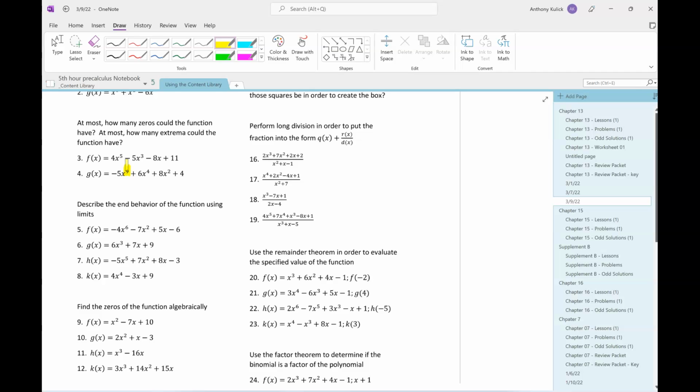Keep in mind that when we say at most 9, that means there could be 9, 8, 7, 6, 5, 4, 3, 2, or 1, or 0 zeros, and 8, 7, 6, 5, 4, 3, 2, 1 extrema, but instead of listing all those possibilities, we'll just say at most, because it makes it a little bit easier. Less writing. Jack, you happy with that?